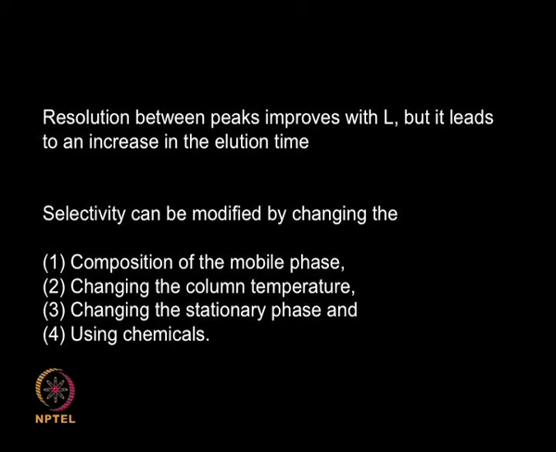Now, resolution between peaks improves with the length. If I have a longer column, I can have better resolution, but then the elution time is also going to increase, that means the peak will take much longer time to come out. So, how do you modify the selectivity? We can modify selectivity by changing the composition of the mobile phase, changing the column temperature, changing the stationary phase, or even using chemicals. We can add some chemicals which will improve the selectivity of certain solutes towards the stationary phase.